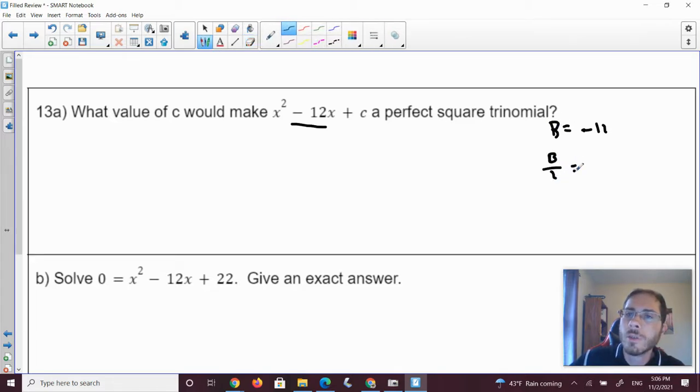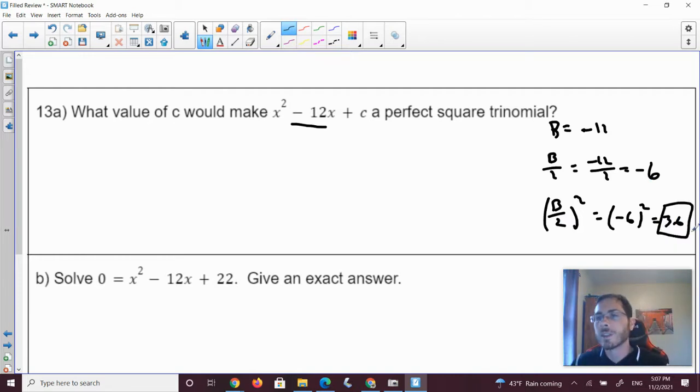B over 2 is going to be negative 12 over 2, which is negative 6. B over 2 squared is going to be negative 6 squared, which is 36. And that's actually it. That's the answer: 36 is what we would have to add to make that a perfect square trinomial. So done with part A.